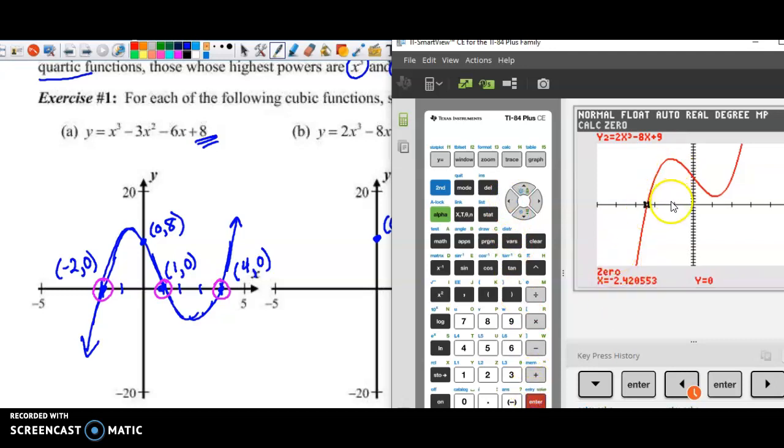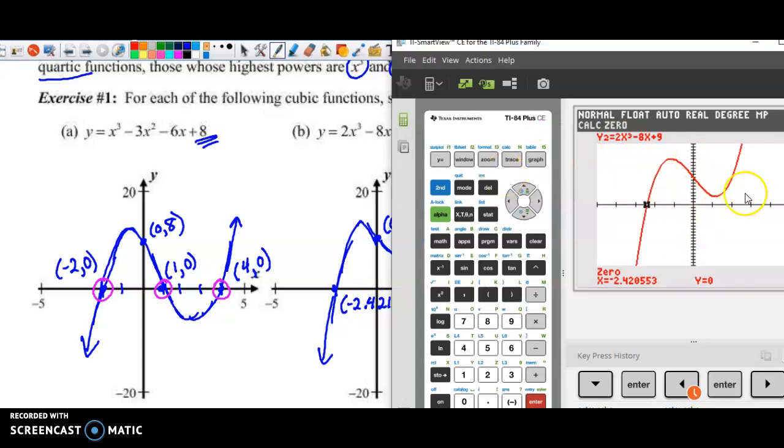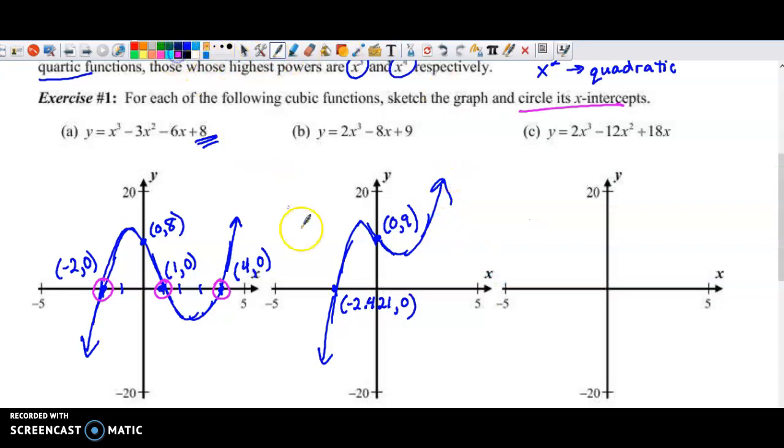And notice that it became a red curve because I was on the red equation. -2.421 if you round to 3 decimals. And you can see that that curve looks a little bit different. And you actually wouldn't see the x-intercept if you went to the table. Second graph to find that table, but you can get a rough estimate on where things happen. But again, I'm going to circle that x-intercept. And then one more.